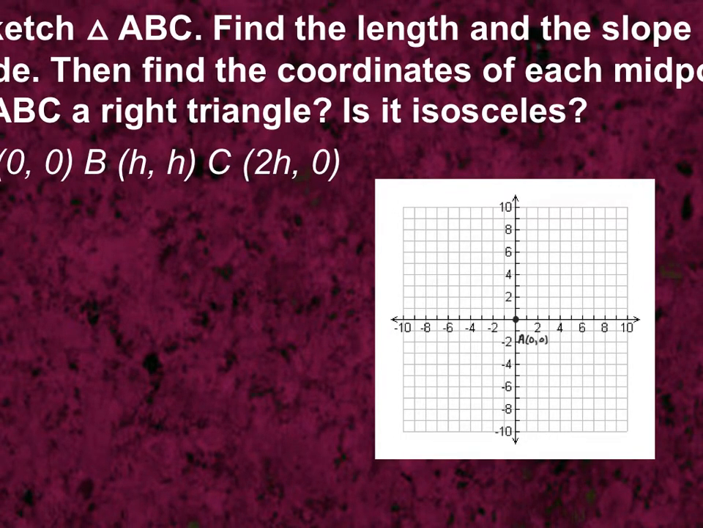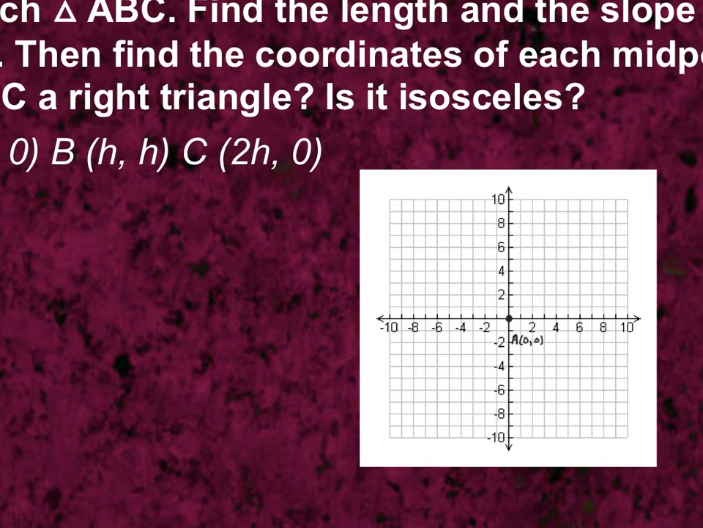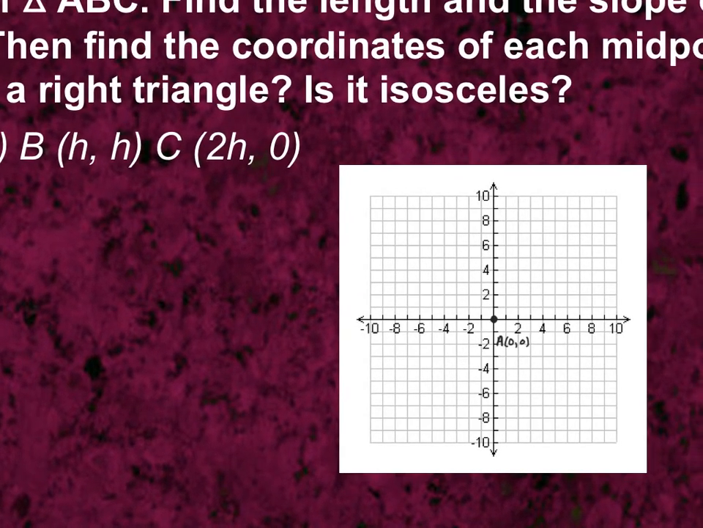So I'm going to go a certain amount of units to the right and the same amount up. We've got 0, 0 here, so let's make that 3 units to the right and 3 units up. Now, I just picked that number randomly. It could have been 4, 4, it could have been 1, 1, it could have been 2, 2. I'm just using a point here to help build this. So the next one was point B, and its coordinates are H, H.